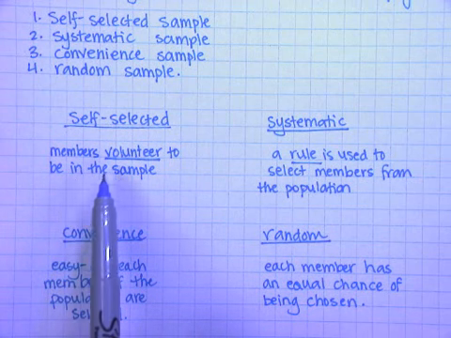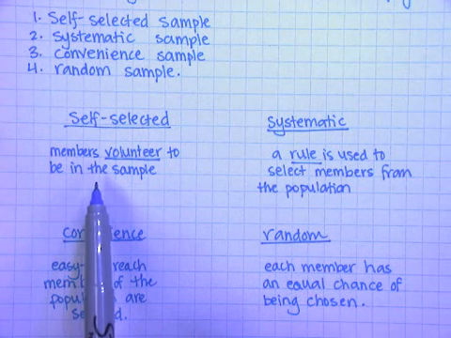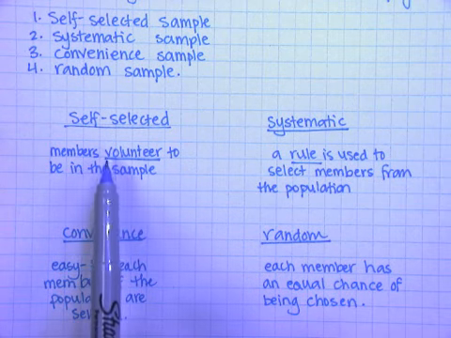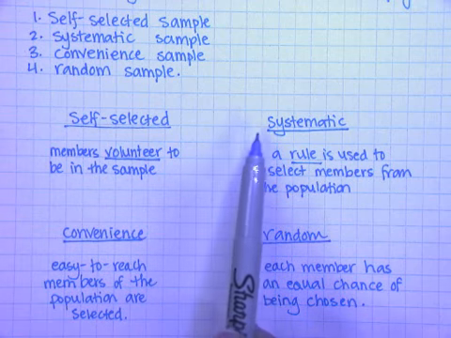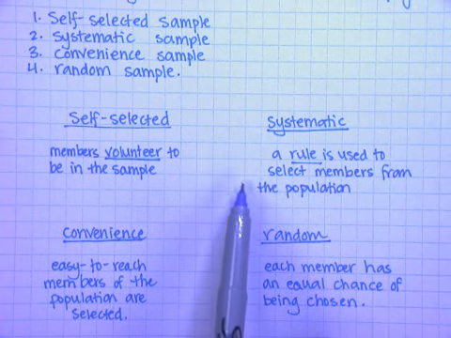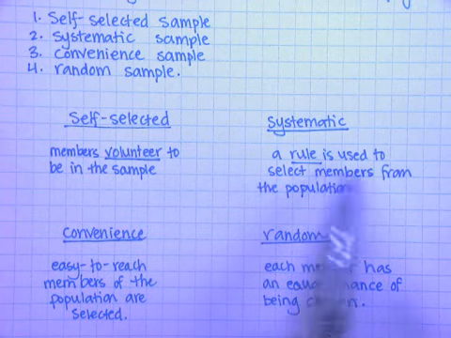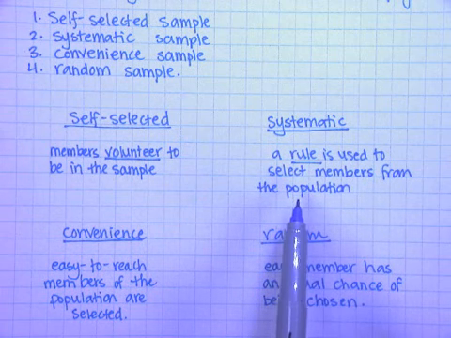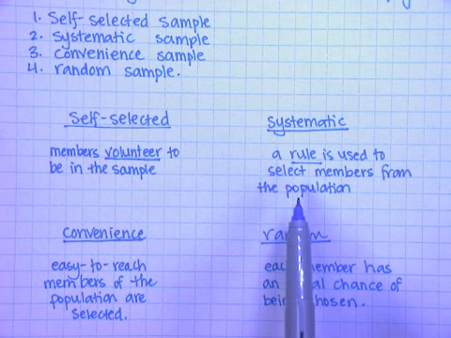the members volunteer to be a part of the survey or a part of the poll or whatever it is that's happening. The big thing is that the members of the population that you're trying to study have to volunteer. A systematic sample, you guys were picking up really quick today, it's usually where there's a rule. So there has to be some rule that selects your members, for instance, every 4th member or like every 3rd kid that walks in the door or something like that.